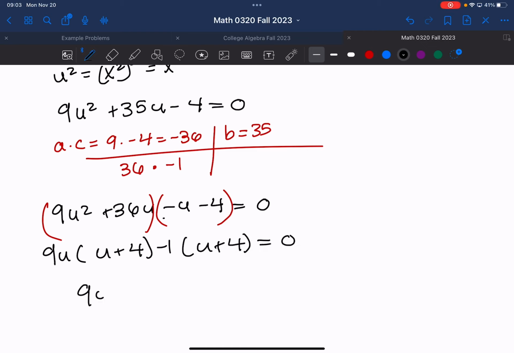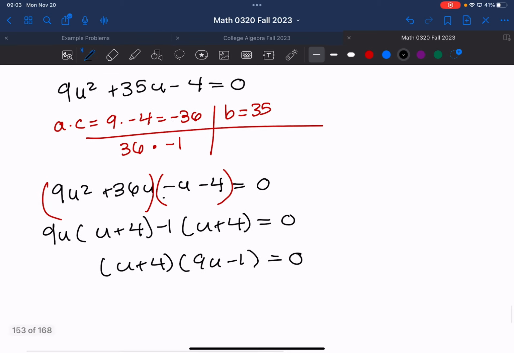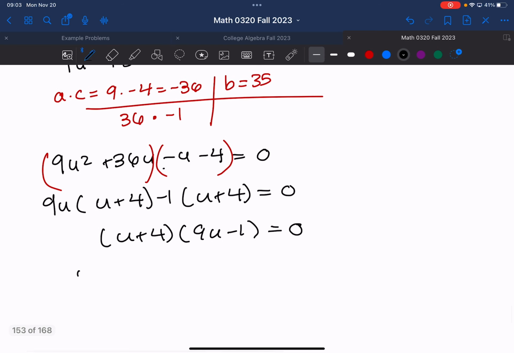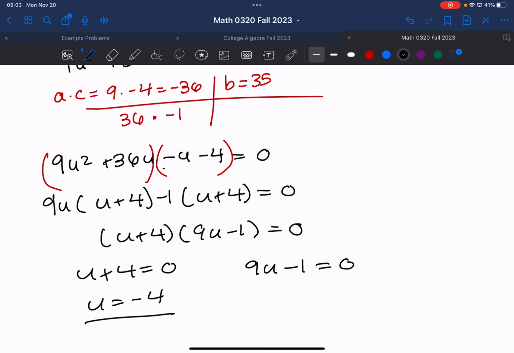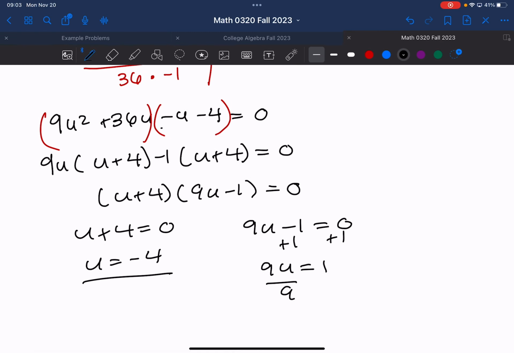So that means I have 9u minus 1 equals 0. Oh, I skipped a step. u plus 4 times 9u minus 1 equals 0. And then I set them separately equal to 0. So u plus 4 equals 0 means u is going to be negative 4. And 9u minus 1 equals 0. I have an extra step here, so add 1, and I get 9u equals 1. Divide by 9, and I get u is equal to 1/9.